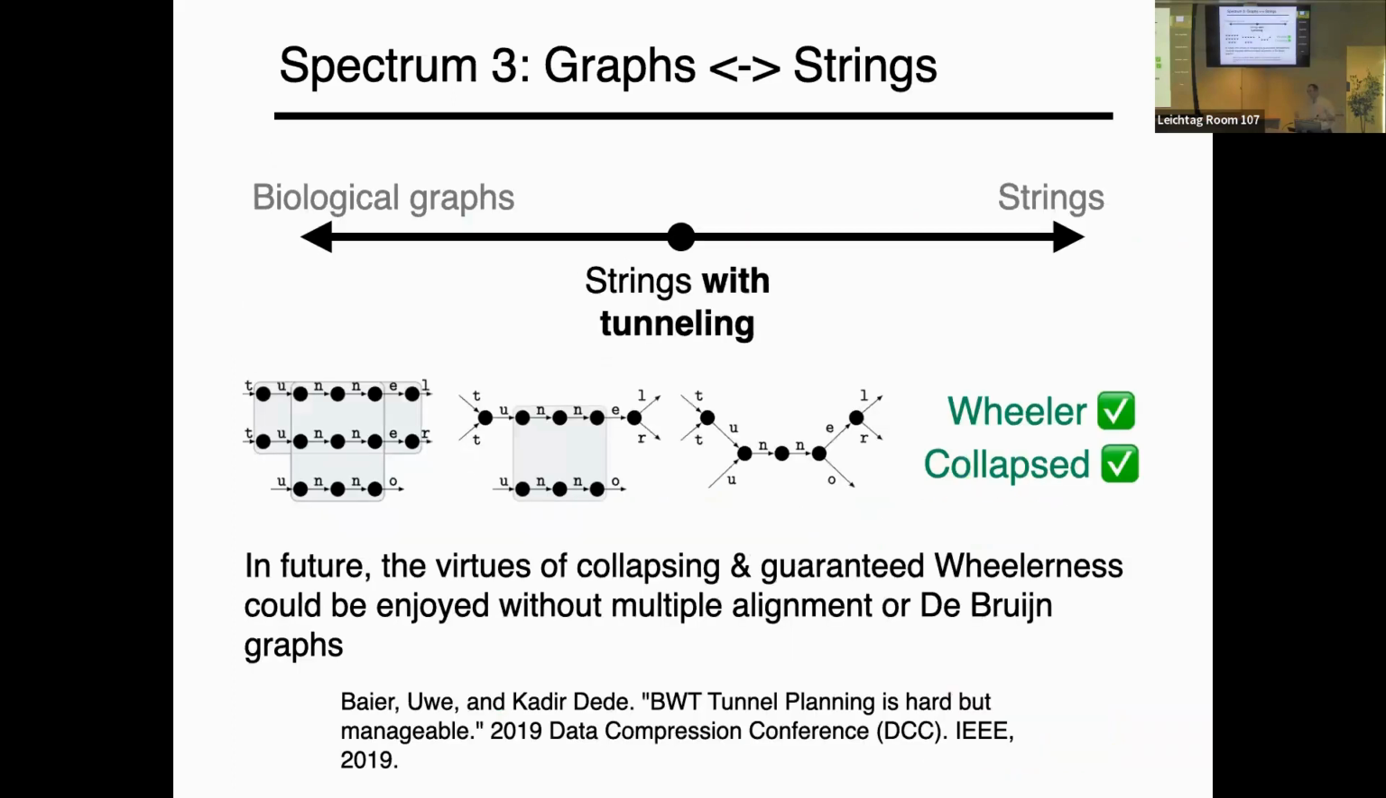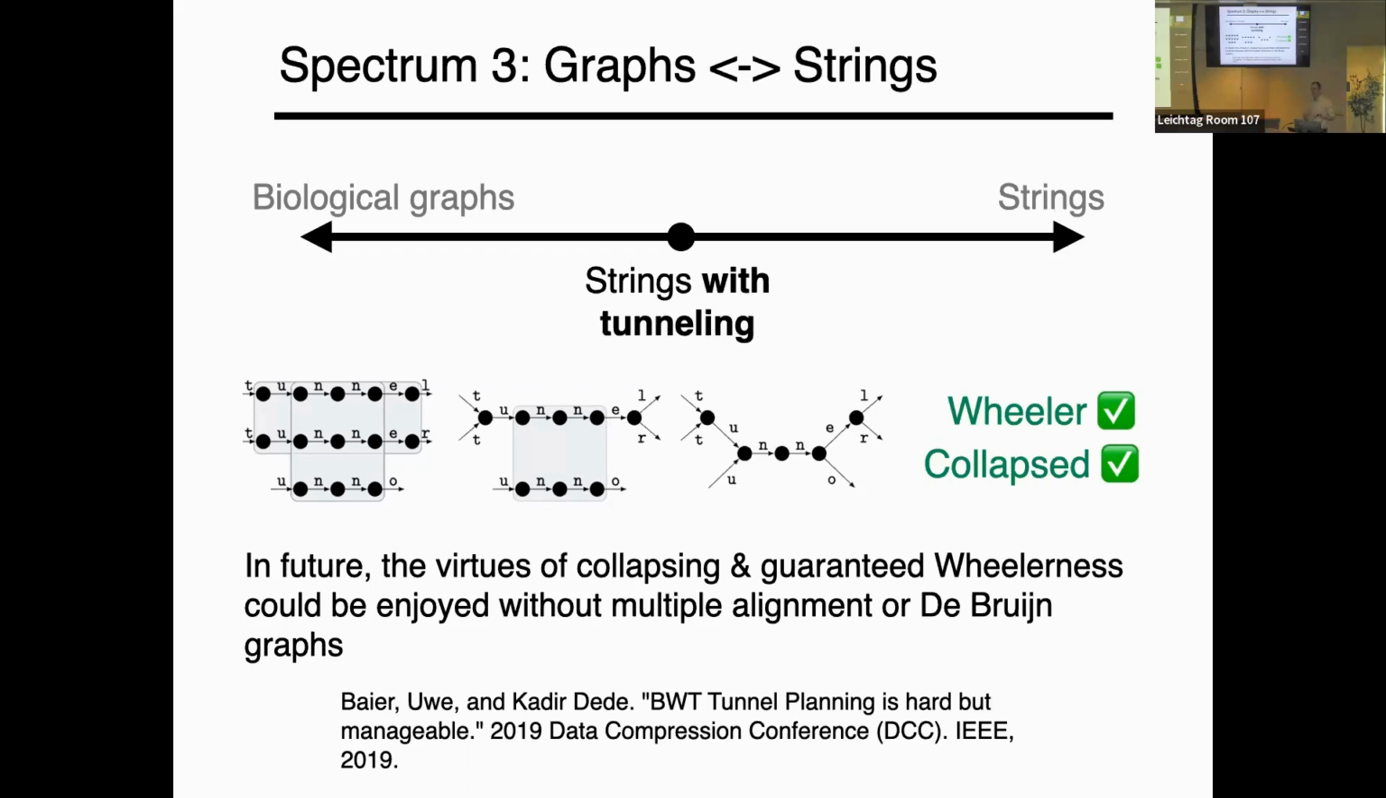And if I had to propose one idea today about where we could go next, it would be to use this very beautiful idea called BWT tunneling. And the idea here is you start with a string. A string is a graph, right? It's just a really simple graph. So you just start with a string, which is a graph. And then you do some strategic collapsing, which is to say you collapse some parts of the string that have identical labels. And you can even do this hierarchically so that you get different levels of collapsing.